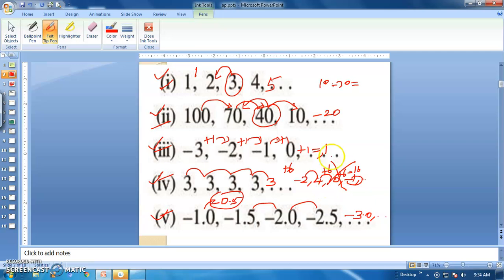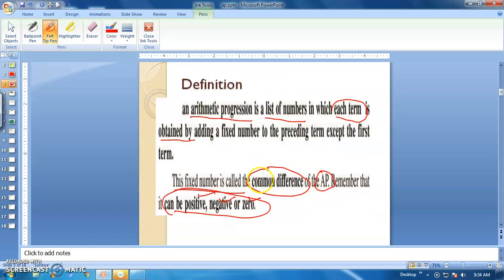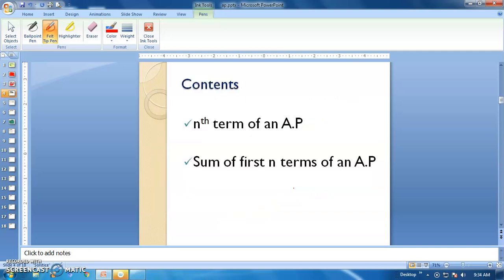In the previous example, here minus 30 is the common difference, so a negative number, and here plus 1 is the common difference. And what about here? Here 0 is the common difference. So the common difference may be a positive number, negative number, or 0 also, right? This is the definition of AP, that is arithmetic progression. If you want to check whether a given series is an AP or not, it is enough to check the common difference.